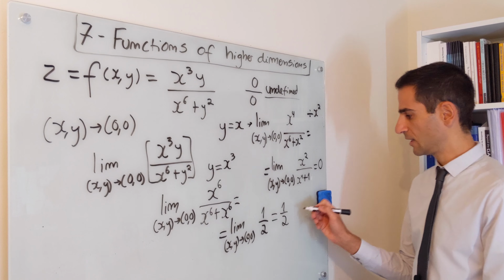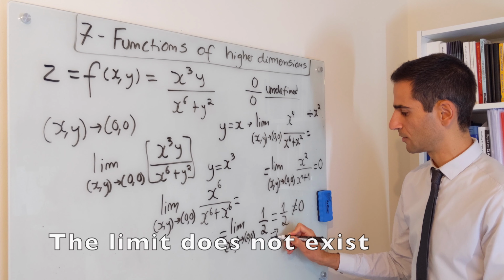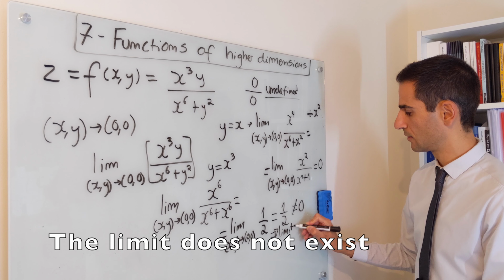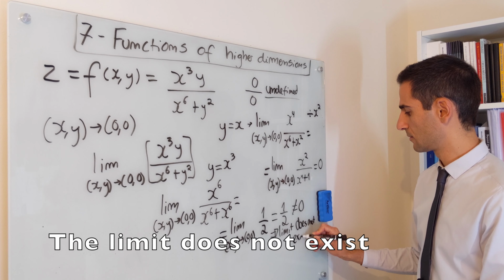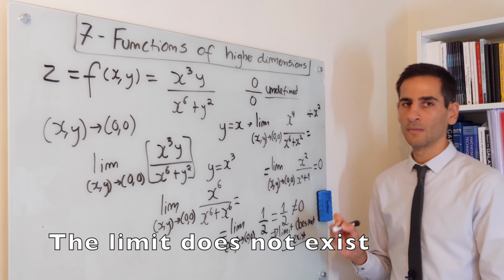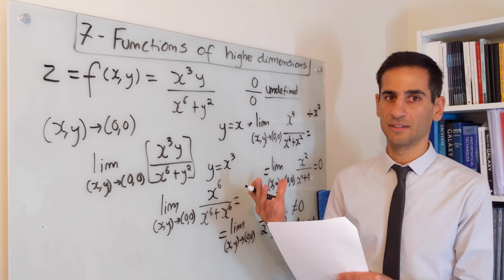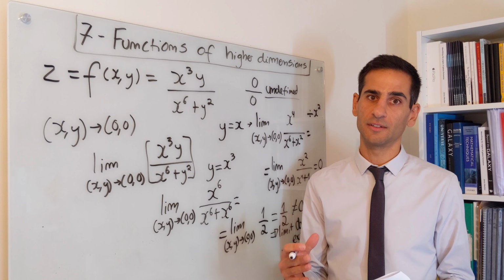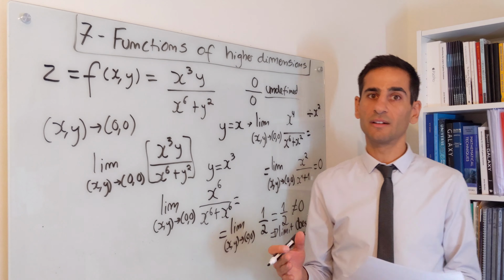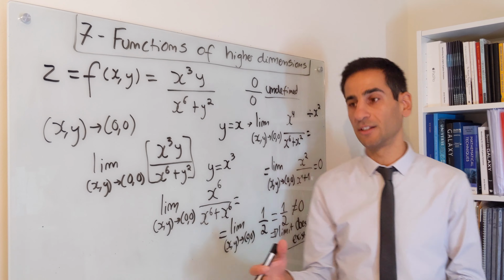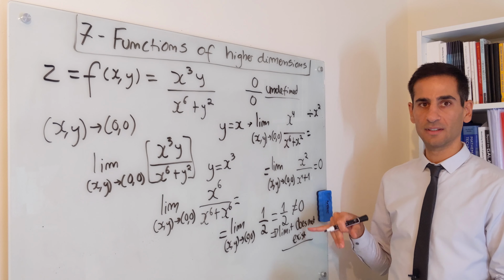What is this telling you? Clearly 1 over 2 is different from 0, and therefore the limit does not exist. And in most cases for these functions of more than one variable, when it's not clear or you don't know that the function is continuous, better than trying to calculate the limit, which probably doesn't exist, is to calculate the limit along different directions and to show, like in this case, that the values are different, and this implies that the limit does not exist.